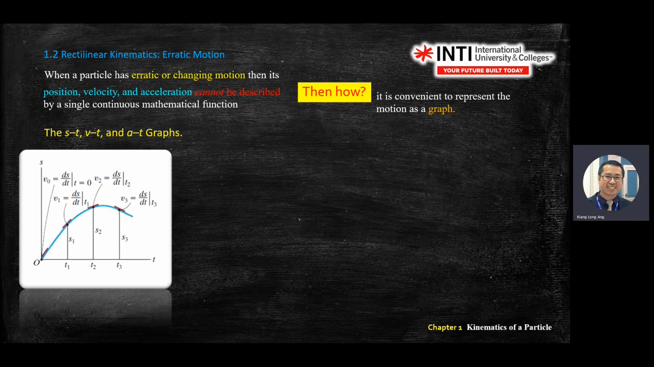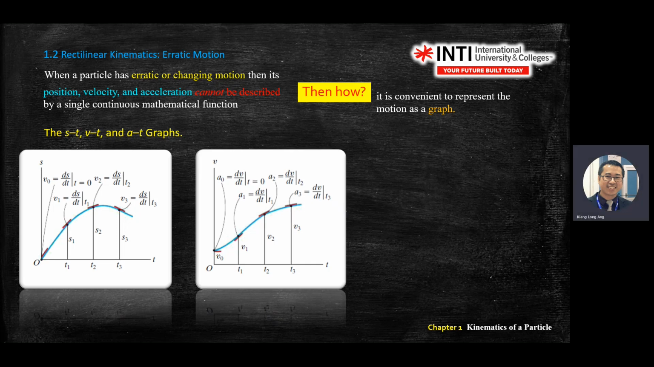In an S versus T graph, what is your y? What is your x? What is x divided by t? You get velocity. So the slope of the graph will give you velocity. Make sense? What is VT?